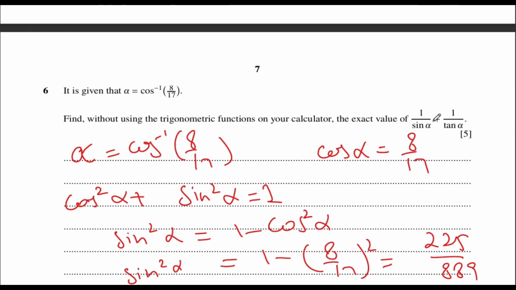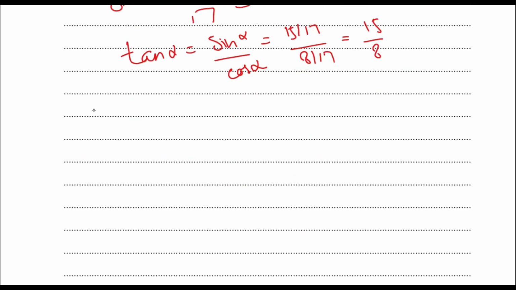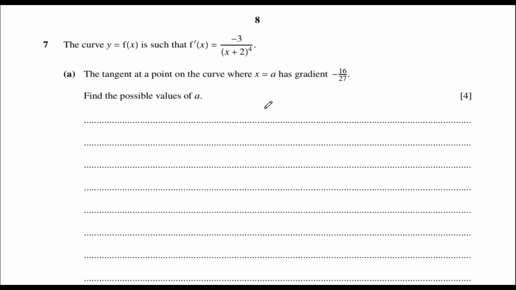1 over sin alpha plus 1 over tan alpha. So we have the numerical values, which will be 17 by 15 plus 8 by 15, as we are adding 1 over sin alpha plus 1 over tan alpha. It will become 5 by 3. So that's all, we have solved question number 6. Let's move to question number 7.